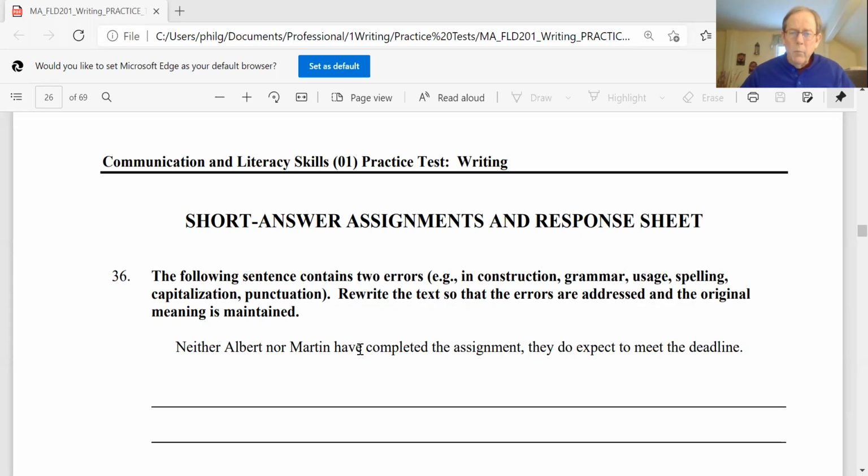Have completed should read has completed. We have a compound subject, Albert and Martin, joined by nor. So whenever you have a compound subject joined by or or nor, you must have a singular verb. Neither Albert nor Martin has completed the assignment.